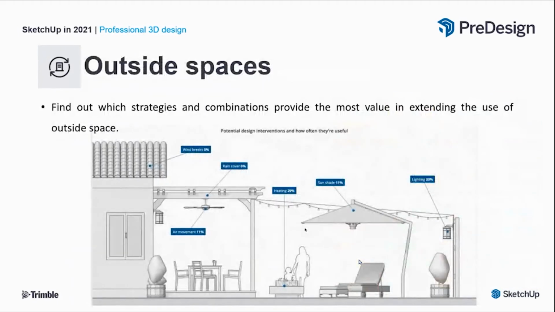Then coming to outside spaces, this will give suggestions on different criteria we need to make our outside space more usable, like how much heating we should provide or how much sunshade we should provide. So this will be very useful for architects who are going to design a landscape.